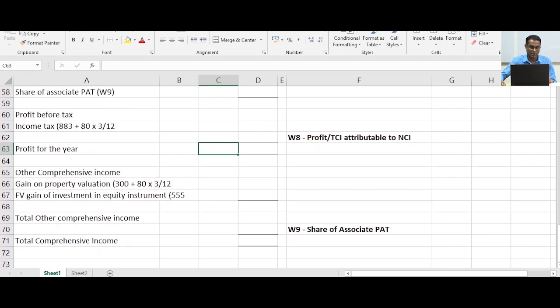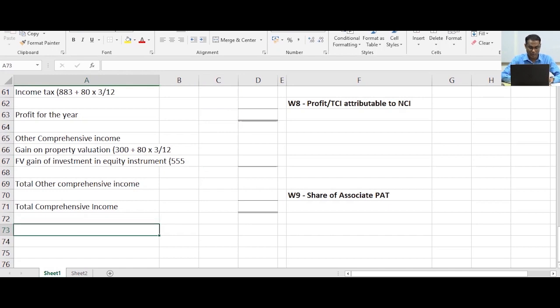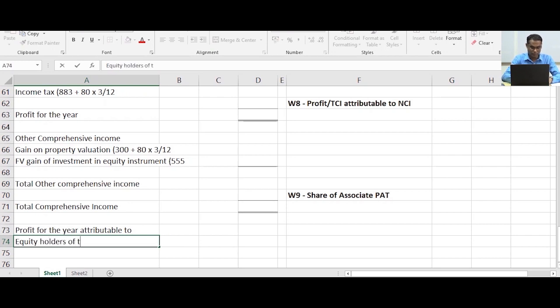Non-controlling interest. So in my consolidated statement of profit or loss and the other comprehensive income, the last section is, I would say, profit for the year attributable to two parties. First of all, equity holders of the parent, and non-controlling interest. So you remember working number 8, profit out of the consolidated profit, how much it is attributable to NCI is taken from working number 8. So here the figure I am getting from working number 8.